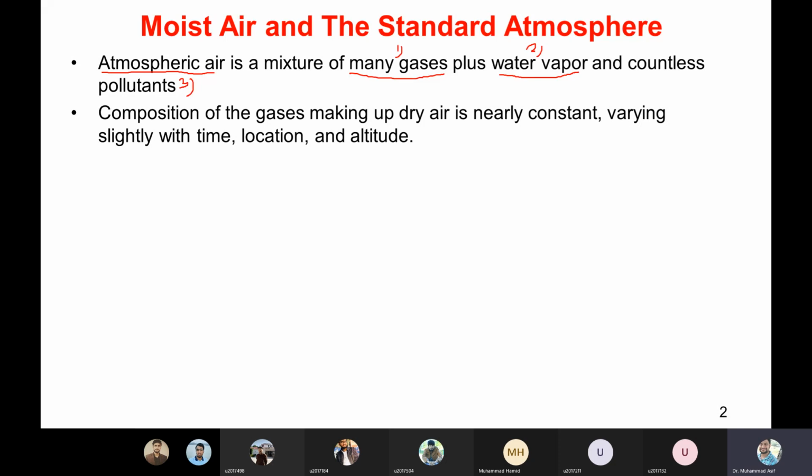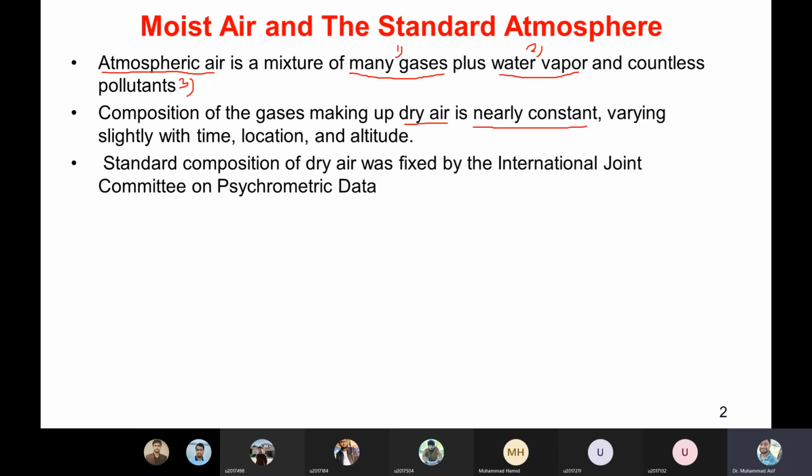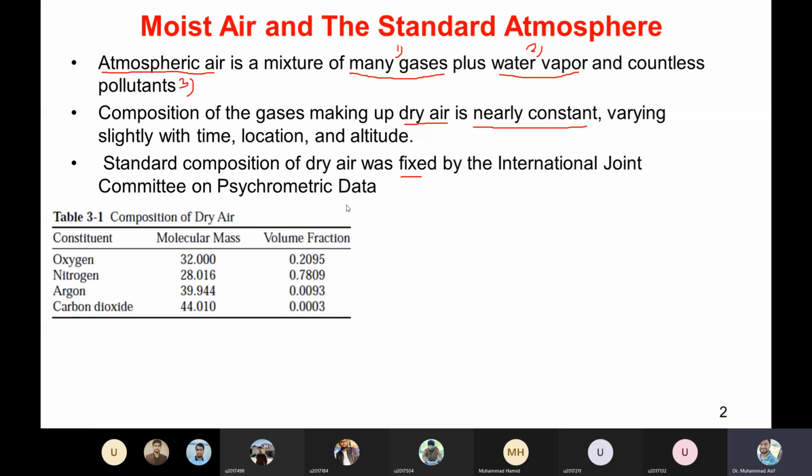But out of these three components, the composition of the dry air, I mean the first one, remains almost constant. It may vary slightly with time, location, and altitude, but it almost remains constant. The composition of the dry air is fixed by the International Joint Committee on Psychrometric Data, and that fixed composition is provided in table 3-1, which says that the dry air consists of oxygen, nitrogen, argon, and carbon dioxide.